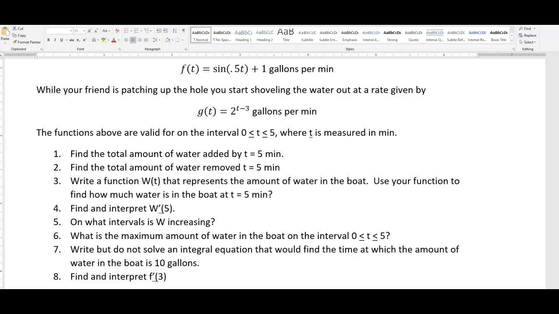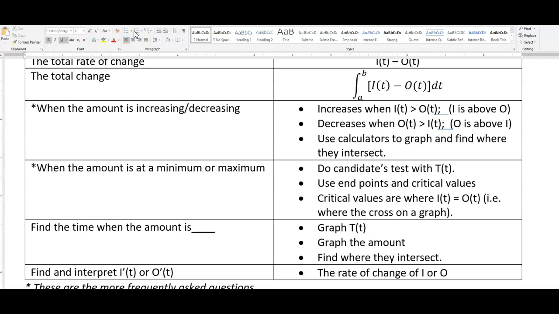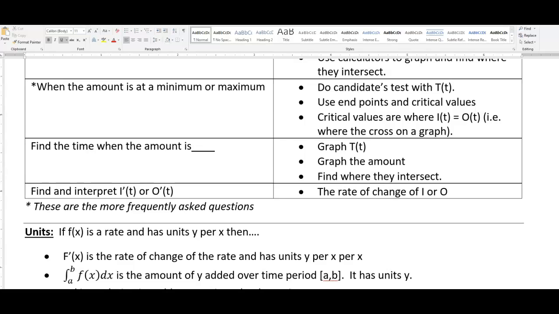All right. Number 7 says, write but do not solve an integral equation that would find the time at which the amount of water in the boat is 10 gallons. So find the time when the amount is blank. Basically, you're going to find where your total amount function is equal to the amount that they're asking.